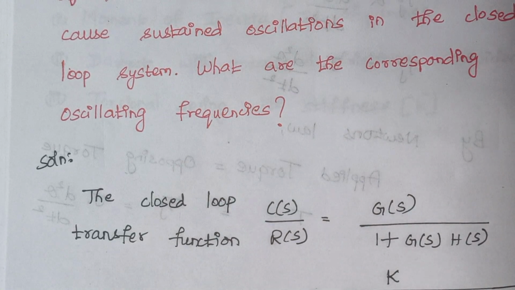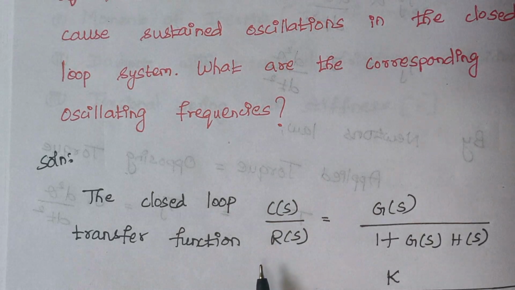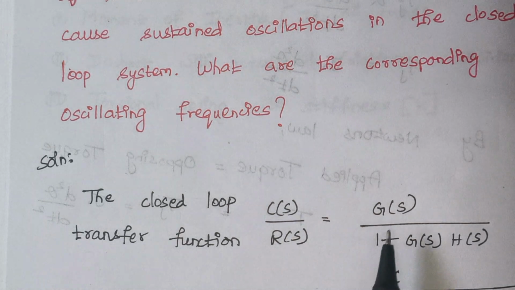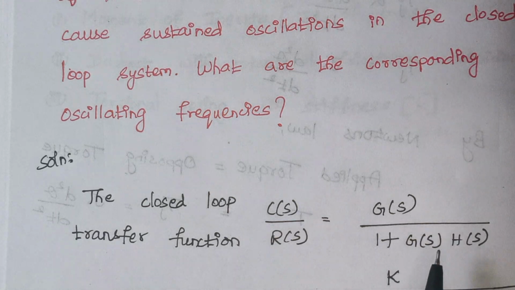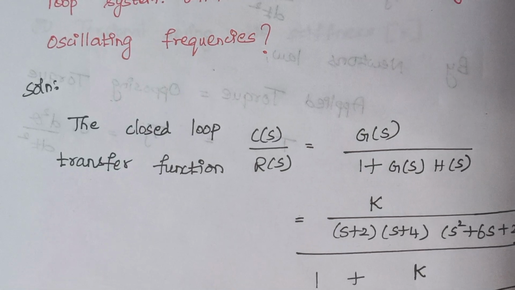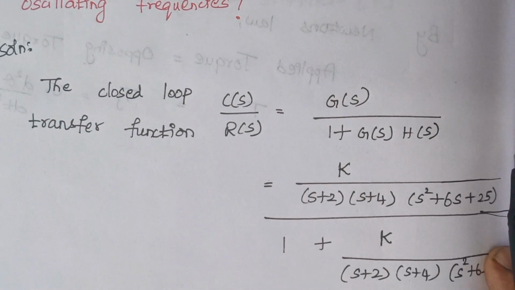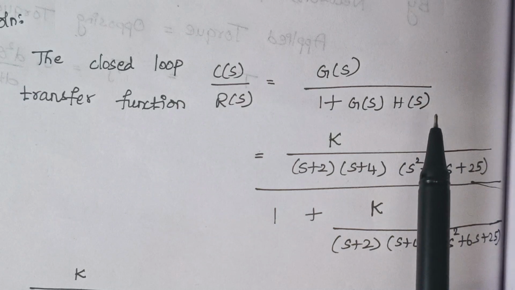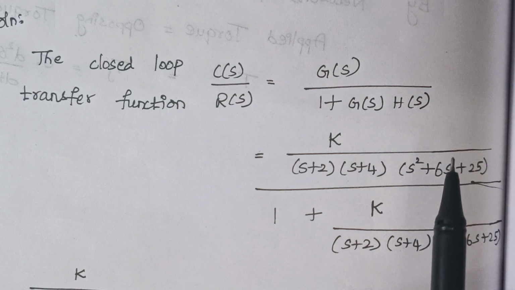So the first step is we have to find the closed loop transfer function. The closed loop transfer function is given by the expression C of s by R of s is equal to G of s divided by 1 plus G of s into H of s. Here the G of s value is given in the problem, so just substitute the values here. The value of H of s will be 1 because it is a unity feedback system.